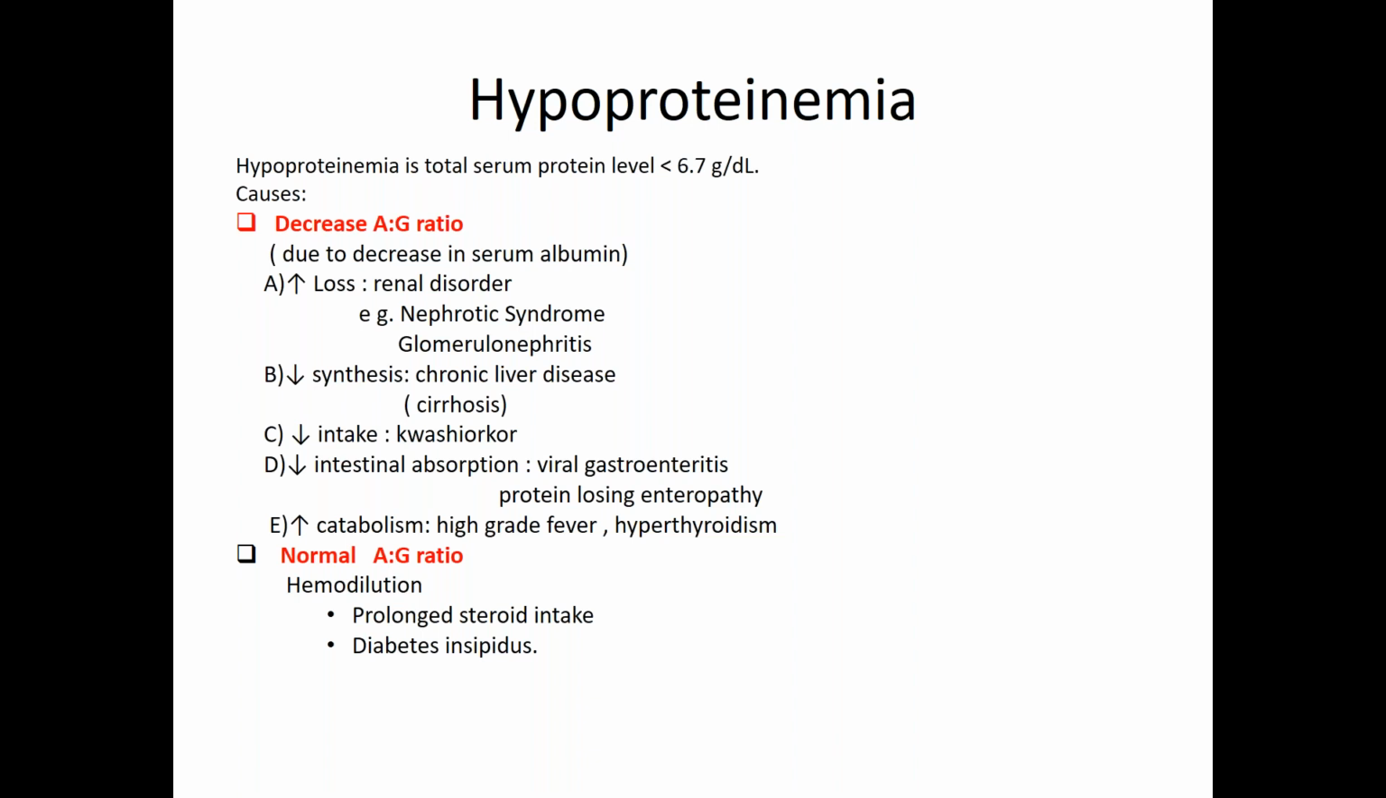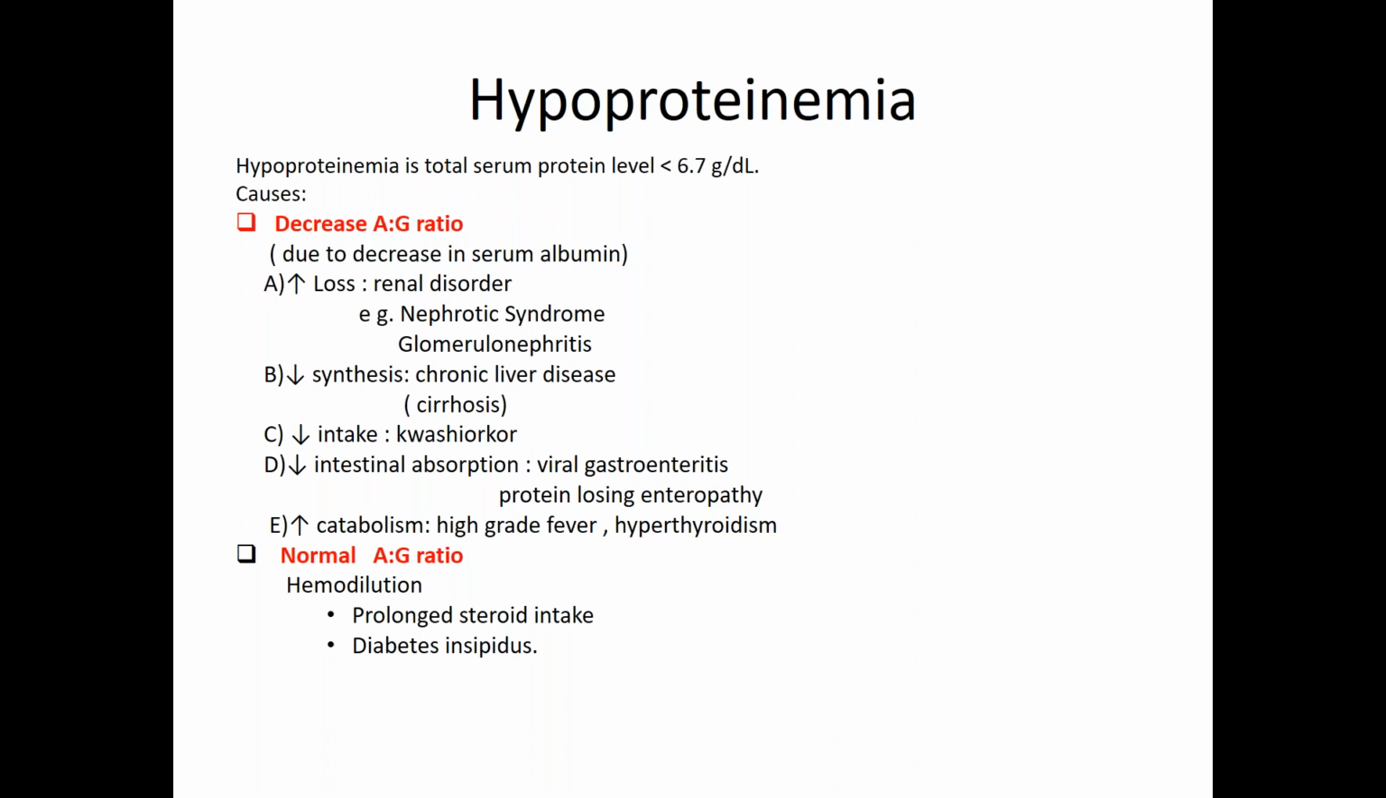in chronic liver disease like cirrhosis, which is a fibrotic condition of the liver where the liver cells become fibrous, the function of the parenchymal cells of the liver will be decreased. So there is decreased synthesis. And decreased intake, in case of kwashiorkor, and in case of viral gastroenteritis and protein losing enteropathy, there will be a decrease in the intestinal absorption of amino acids.